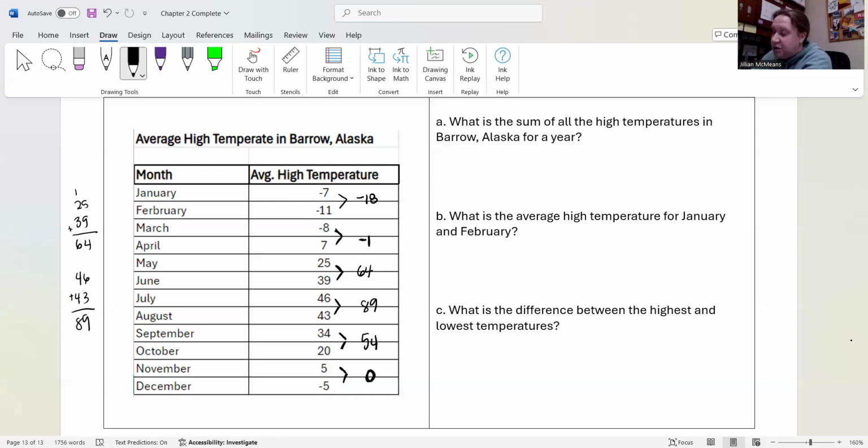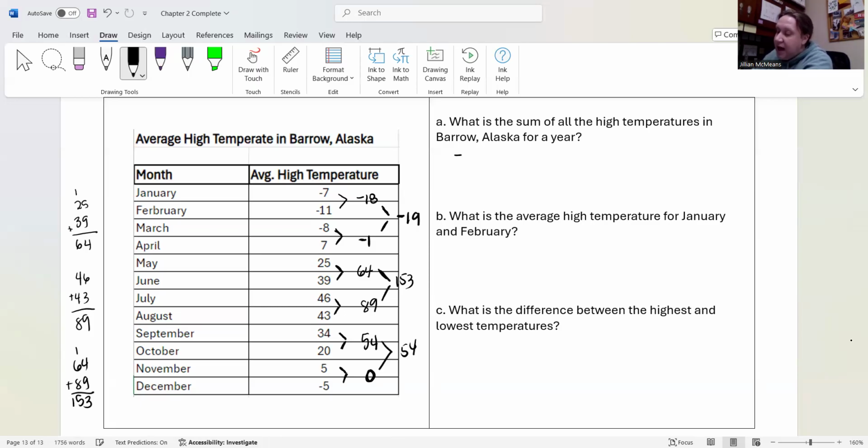So let's go 2 by 2 again. Well, -18 plus -1, we're adding two numbers with the same sign. You add and keep the sign, so that's -19. I'm going to do a little bit of side work for 64 plus 89. So 9 and 4 is 13, carry a 1. 8 plus 6 plus 1 is what, 15? So we get 153. And then 54 plus 0 is just 54.